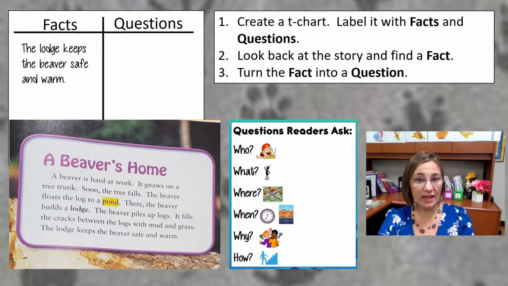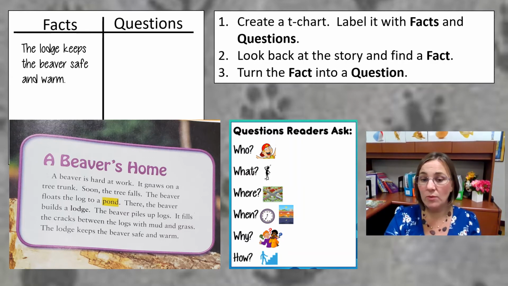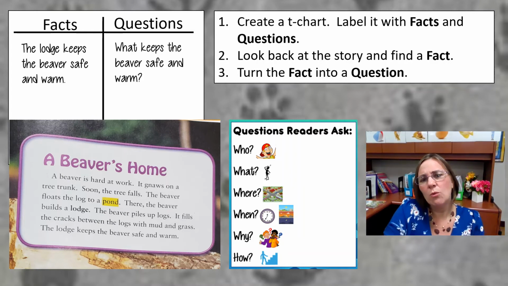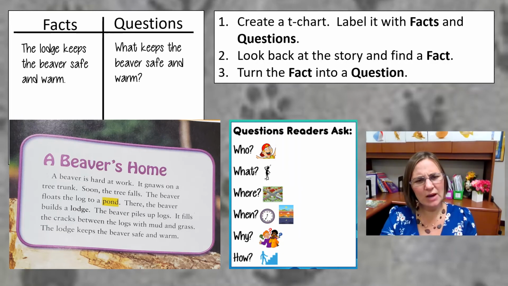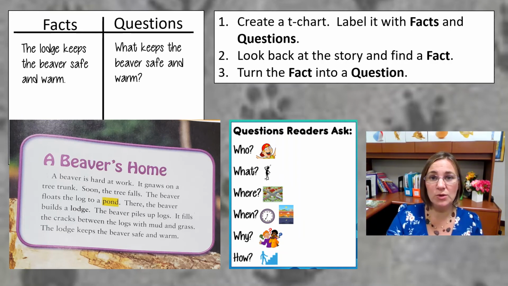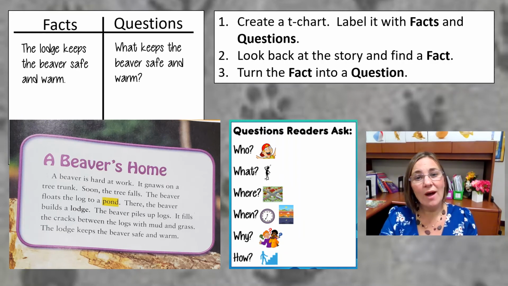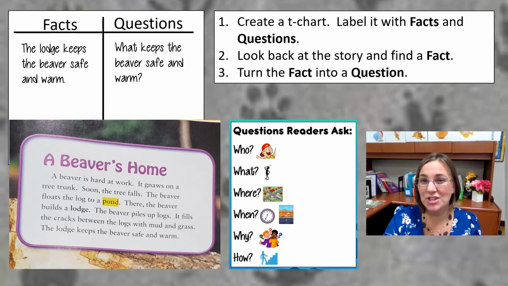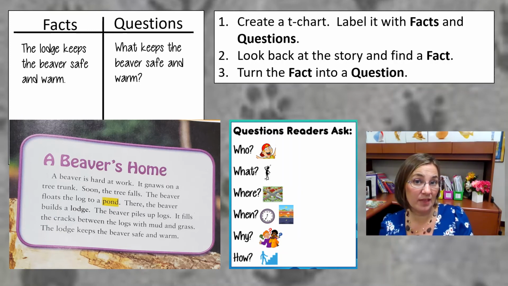Then I need to turn the fact into a question. I can use my questions readers ask chart, my who, what, when, where, why, how questions to think about a question I could ask. I decided that I'm going to start my question with the word what. What keeps the beaver safe and warm? Do you see how I did that? I took the fact, the lodge keeps the beaver safe and warm, and turned it into a question. What keeps the beaver safe and warm? The lodge. So I can find a fact and turn it into a question, and that's going to help my brain grow knowledge about this topic of animals and their homes.